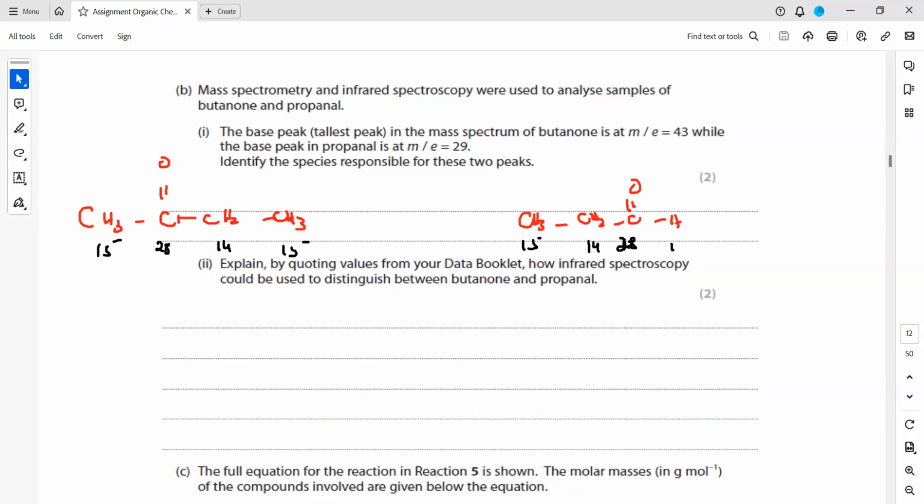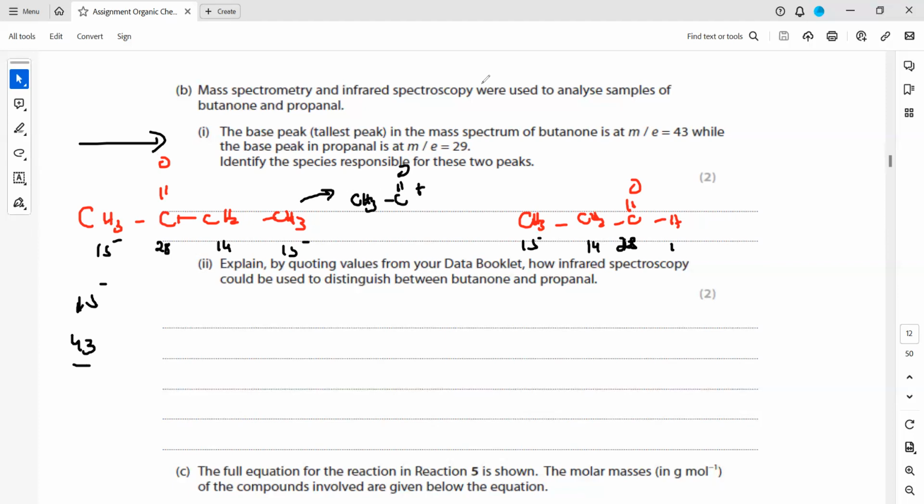For 43, how will we get 43? If we read from left to right, you can make different combinations. First from left to right, what are the peaks it will give? I'm writing it here. This will give 15, or 15 plus 28 makes 43. So we got 43. It means the peak 43 from butanol is due to CH3, C double bonded with O, and there's a plus charge.